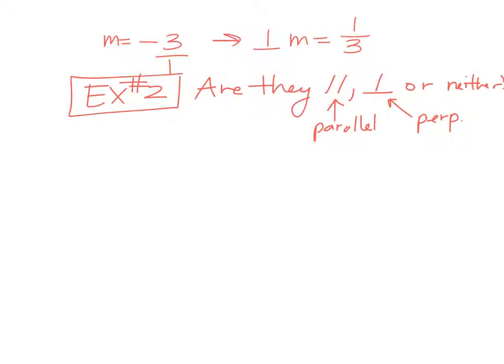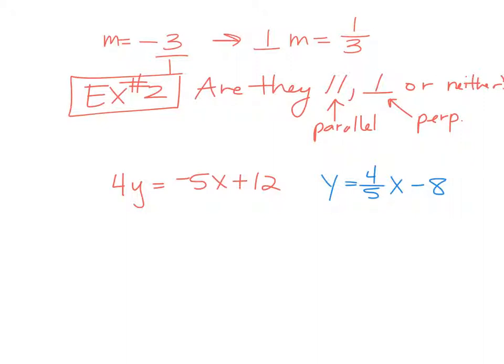Let's say you have the equation 4y equals -5x plus 12. And you have the equation y equals 4/5 x minus 8. Okay, so we have two equations. I want to know parallel, perpendicular, or neither. What has to be true of them if they're going to be parallel? Same slope, different y-intercept. What has to be true of them if they're perpendicular?